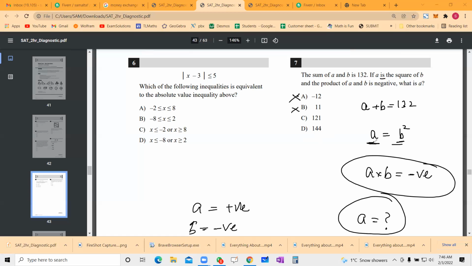A has to be like B squared. That means A will be a perfect square number. It'll be either 5 squared or 6 squared or 7 squared or 8 squared, 9 squared, 10 squared, 11 squared. It'll be a perfect square number. So it'd be most likely C or D, right? Yeah, because C is also a perfect square number and D is also a perfect square number. Okay, let's try to plug in.